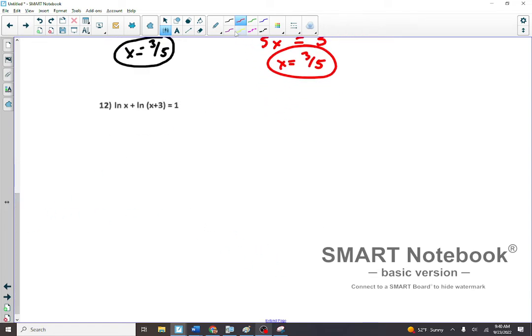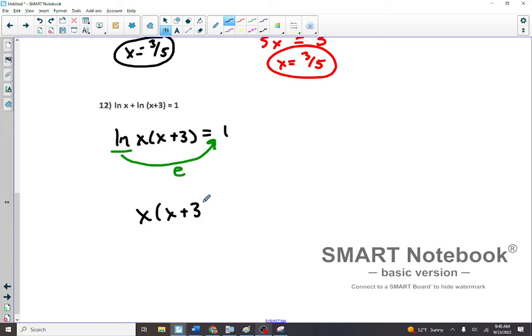Number 12. In order to solve this, we need to make sure we combine like terms, or combine the ln's, before we get rid of the ln. So here we're going to combine the ln's. So it's going to be ln of x times (x plus 3) equals 1. We don't like the ln being here, so I'm going to move the ln to the other side, which means it's going to become an e in the process. So x times (x plus 3) equals e to the 1 power, or just e.